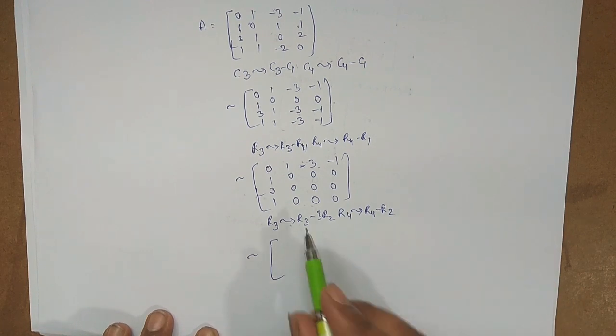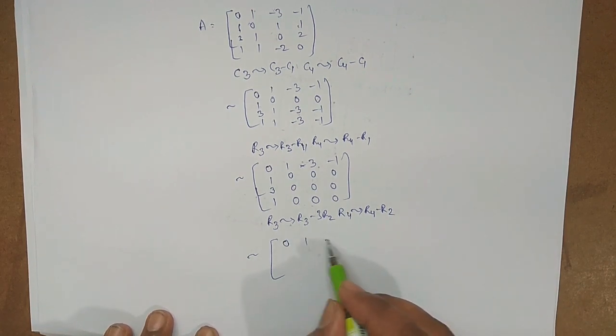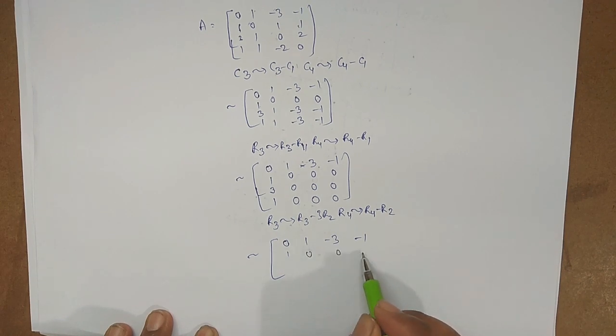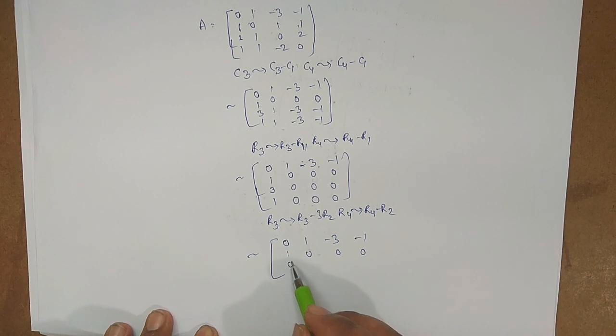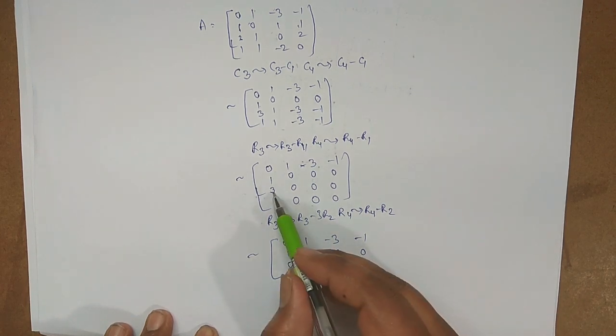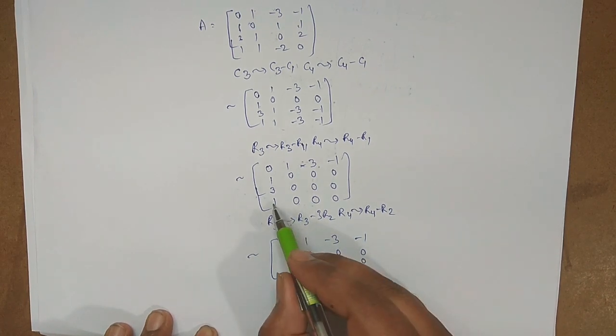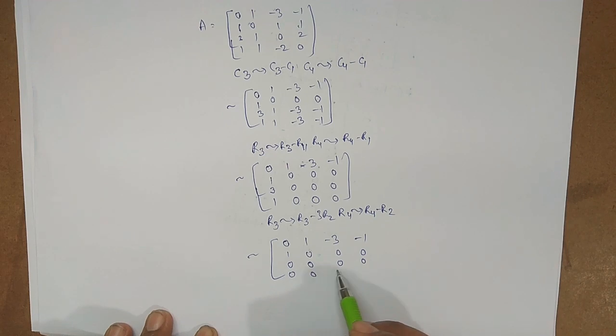Okay. So row 1 will be as it is, 0, 1, minus 3, minus 1. Then 1, 0, 0, 0. R2 is also the same as it is. This will be 0 because 3 minus 3 is 0. Again this will be 0. This is 0 again. This is 0 again. So 1 minus 1 is 0, and all are zeros. You can check it out.